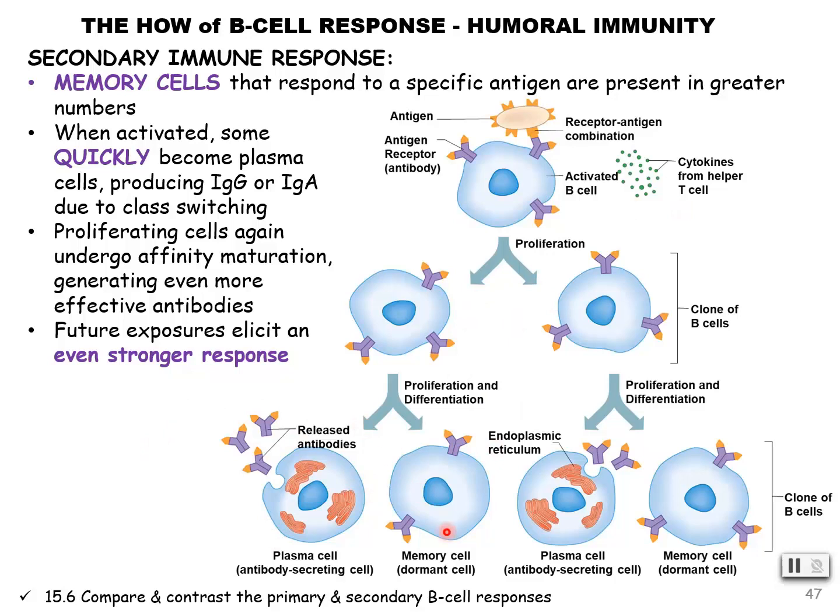Keep in mind, those proliferating cells are still going to go through affinity maturation and class switching. But like I said, the big thing with secondary immune response is that future exposures elicit an even stronger response. It's just going to continue to get greater the more times a person is exposed to the same antigen.